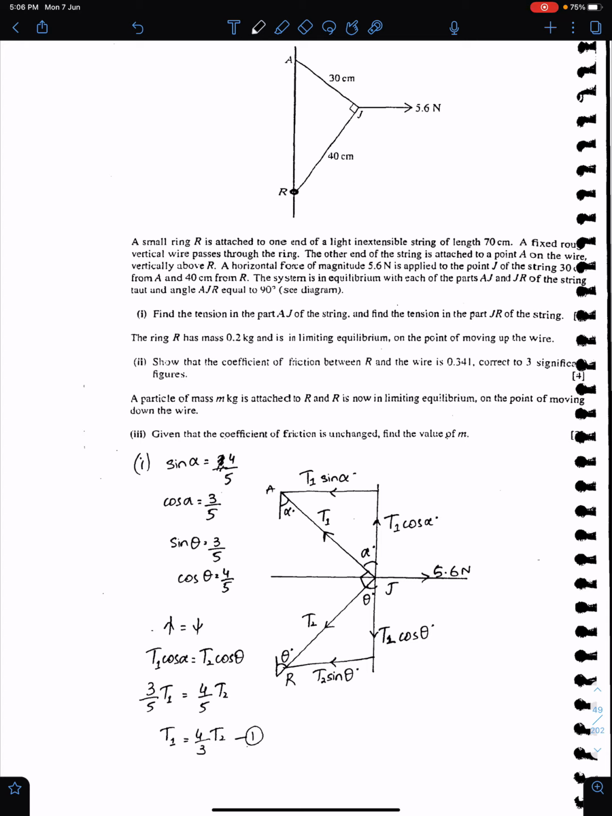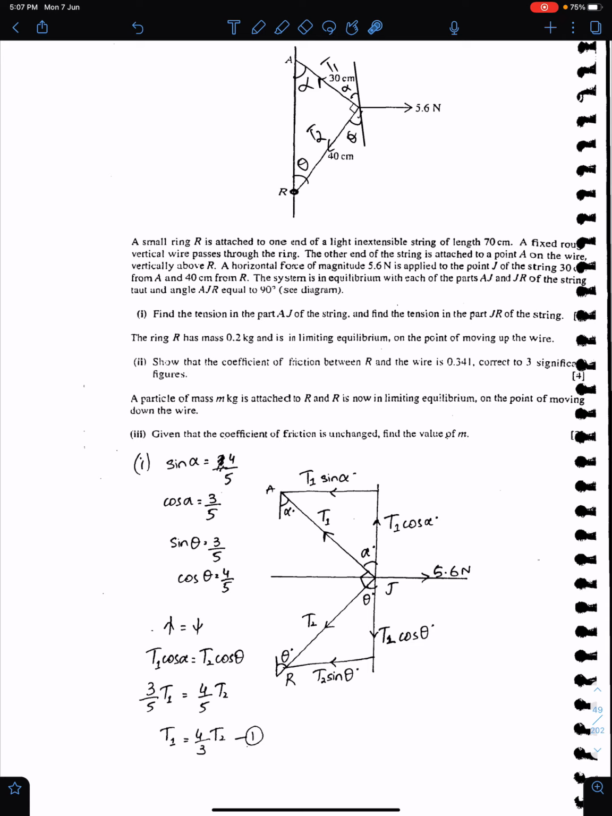So let's suppose this angle is theta and this angle is alpha. With the property of alternate angles, this will be theta and this will be alpha. You can suppose this as T1 and this as T2. And this triangle is right angled. So first you need to resolve forces at J and get the values of sine alpha, cos alpha, sine theta and cos theta with the help of this triangle.